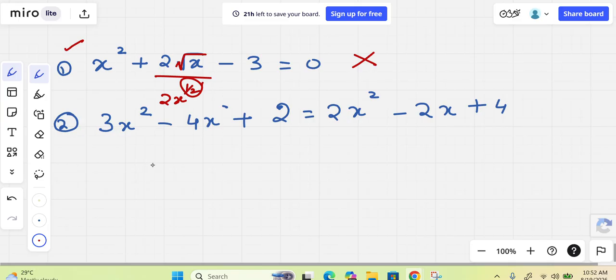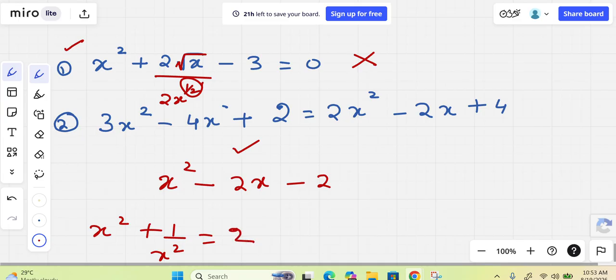Now look at the next question and tell me what is happening. Is it a quadratic polynomial? Yes, it is a quadratic polynomial because if you solve, it will become x square minus 2x minus 2. Is that correct? Now, can you please tell me, x square plus 1 by x square equal to 2? Is this a quadratic polynomial? No, ma'am. Okay.